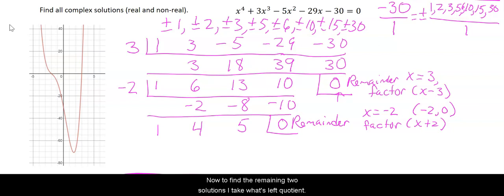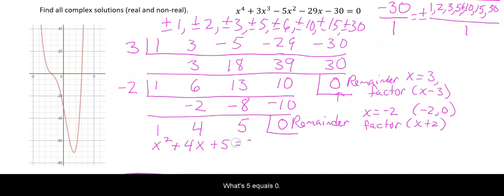Now to find the remaining 2 solutions, I take what's left, the quotient, and I write it in its power or variable form, x squared plus 4x plus 5 equals 0. It is tempting to want to make the 5 end up giving you 4 by subtracting the 1x and the 5x. However, the last sign is plus, which tells you they must add. We need to use the quadratic formula because this will not factor.